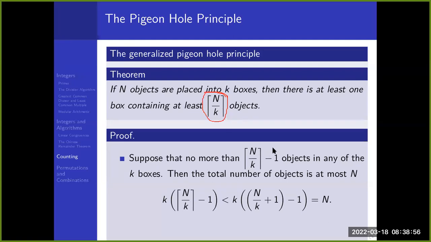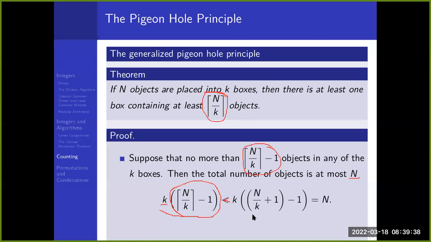So that means there's no more than this number of objects. The smallest you can have should be less than this, right? So suppose the number of objects in any box is less than this, that is, at most the ceiling of n over k, minus 1. Then the total number of objects cannot exceed n, right? Because you have k boxes, and the maximum number in each box is this. So you multiply that by k. But then that will be strictly less than n.